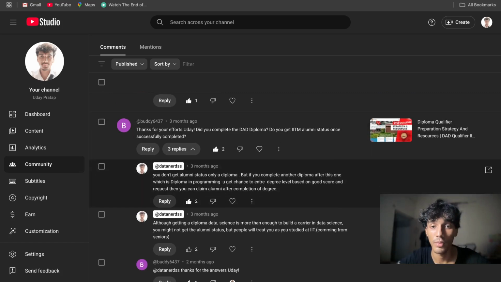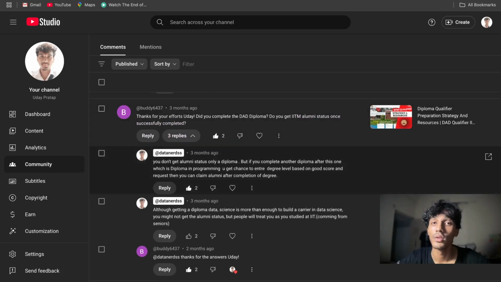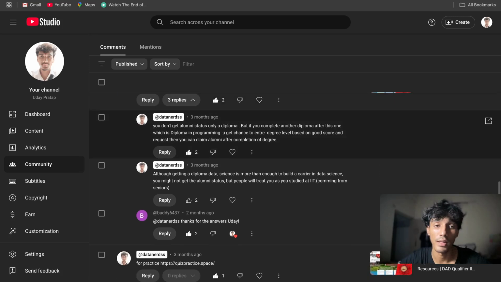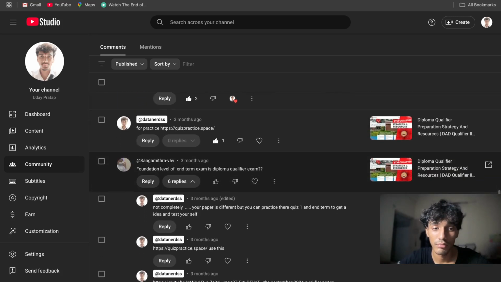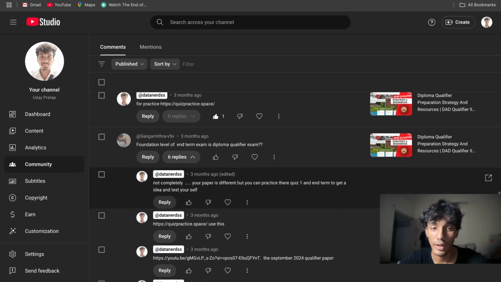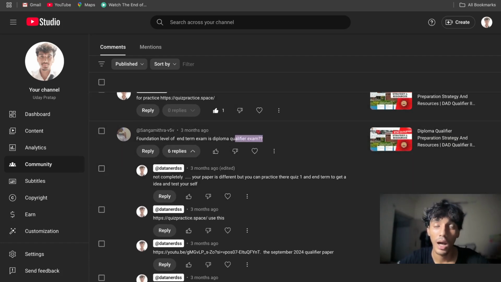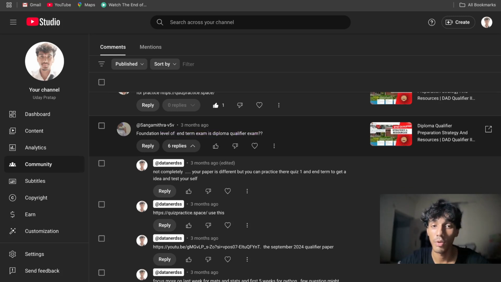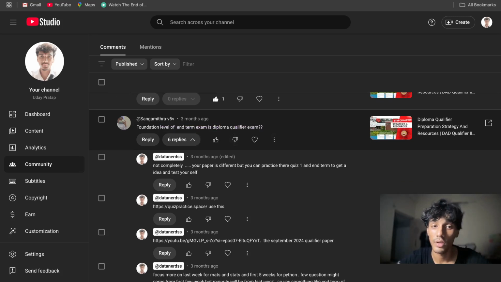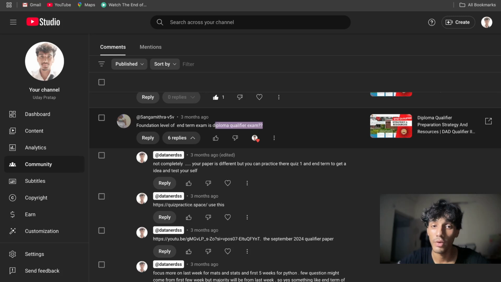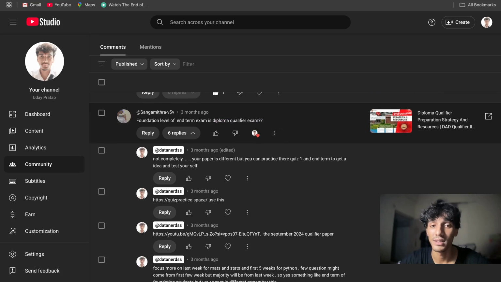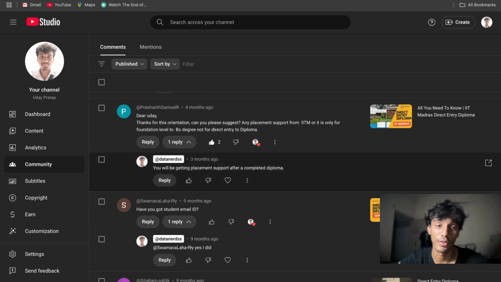Did you complete the diploma program? Do you get alumni status? Yeah, this was also a doubt. You don't get alumni status after completing a diploma. After completing a BSc or a BS, you get the alumni status. Okay, and is the foundation level end term a diploma level qualifier? No. I also thought that the foundation level end term is a diploma level qualifier, but no. The foundation level end term is much more difficult than the diploma qualifier exam. The qualifier exam is much easier than the end term, because the end term covers the entire syllabus.